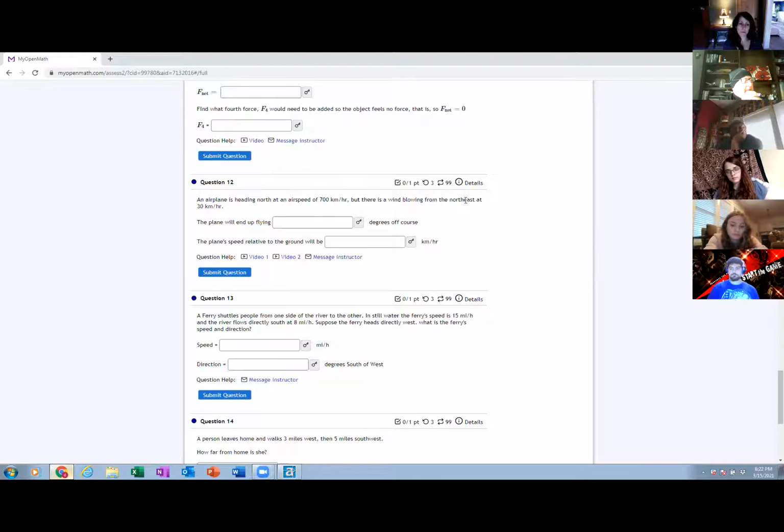But you've got to think about that question fairly carefully. Notice what it's asking. The plane will end up flying, in this case, how many degrees off course? And then they say the plane's speed relative to the ground. Do you understand why they say relative to the ground?